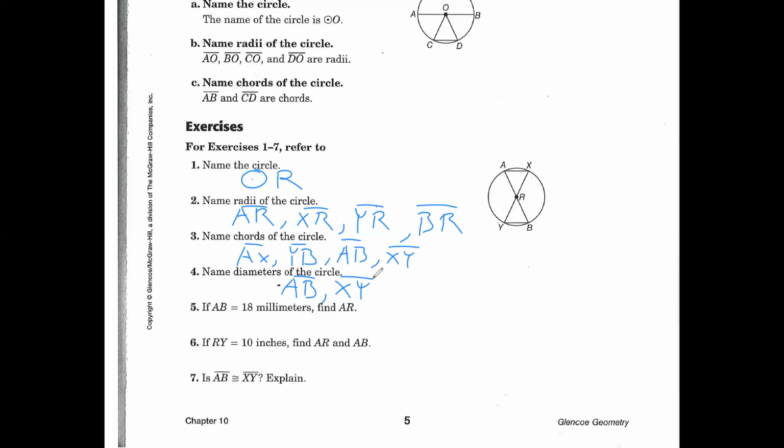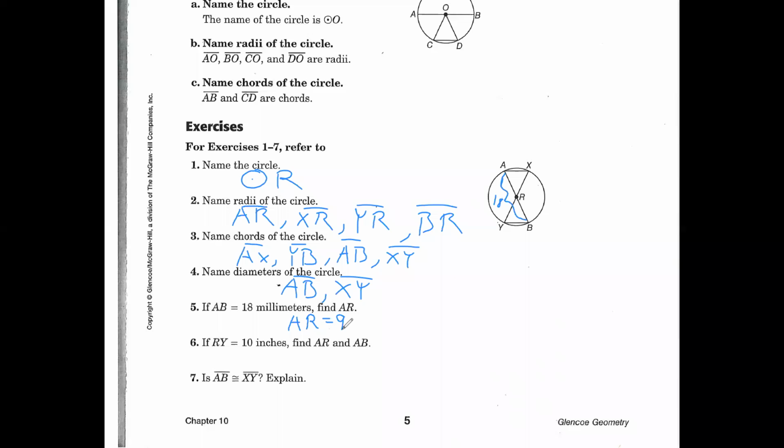Now, number 6, just talking about lengths a little bit. You'll notice it says if AB is 18 millimeters. Now, AB doesn't have a line over top because we're talking about length again. When you talk about length and distance between 2 points, you don't put the bar over top. So the length of AB is 18. So they say that this whole thing, AB, is 18. Well, what's AR? It's half of it. So they gave me a diameter and they're asking for the length of the radius. So AR is equal to 9.